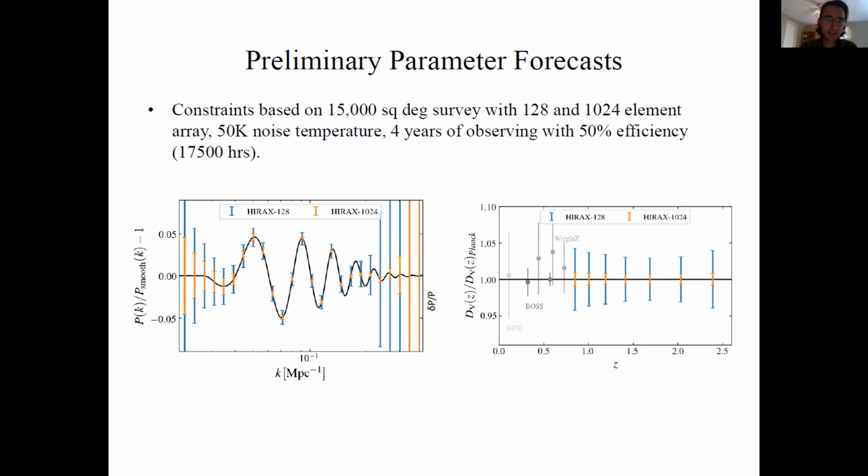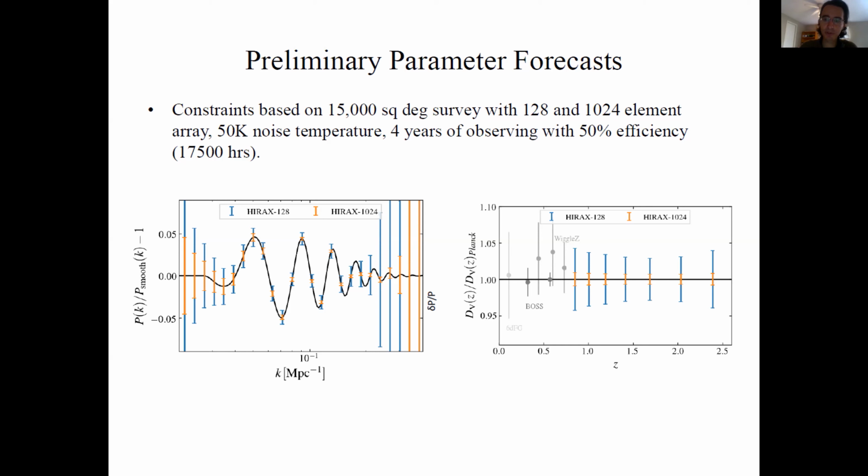So the plot on the left is for the full array, the 1024 array, and then for a step in the build out at 128. Because this is a very modular array, we can operate during the build out, and we'll be collecting data that whole time. It will take a while before there's sufficient sensitivity to get cosmological data, but we'll be able to do some interesting science before we have the full array in action.